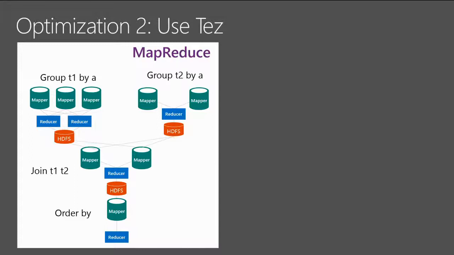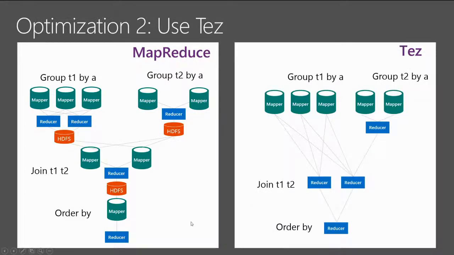So there are 1, 2, 3, and 4, right? 4 jobs here, and it has to write to HDFS 3 times. Look at what Tez does. There's no HDFS writes, and all of this is 1 job, right? And this is what makes Tez faster.